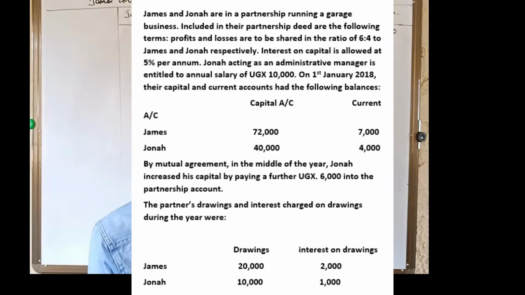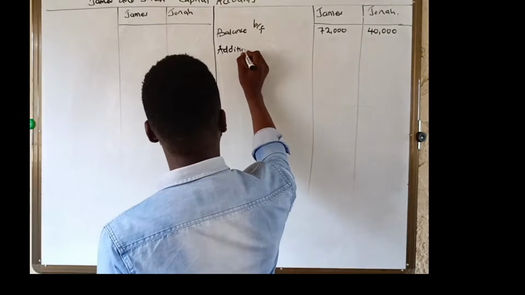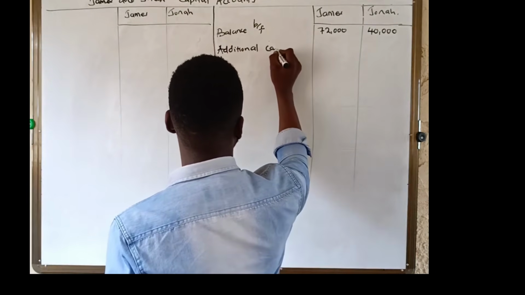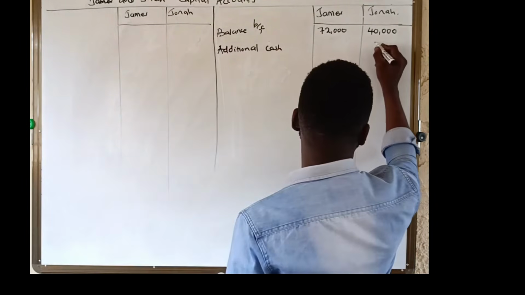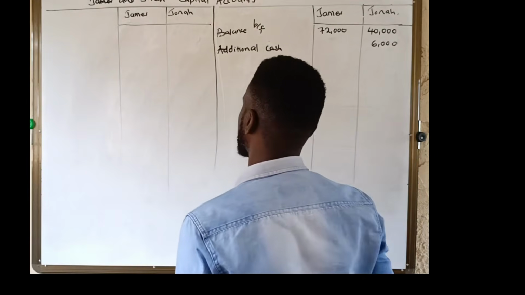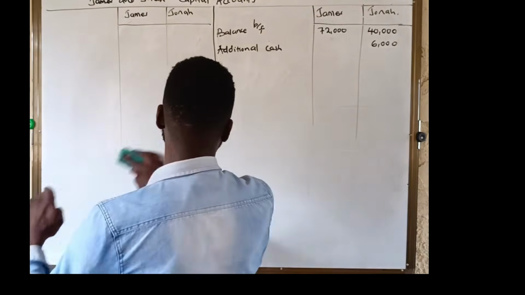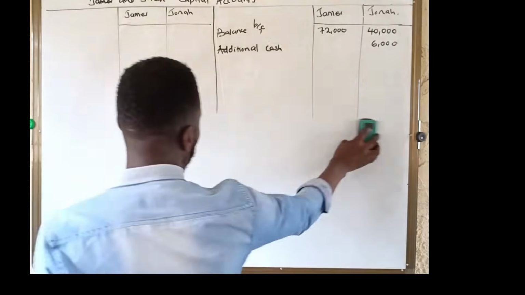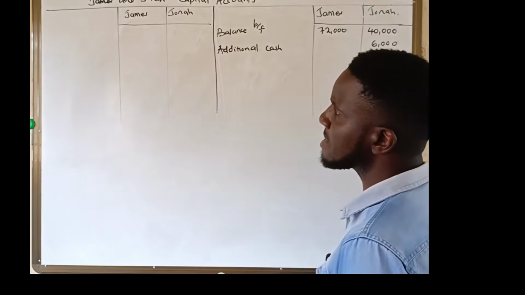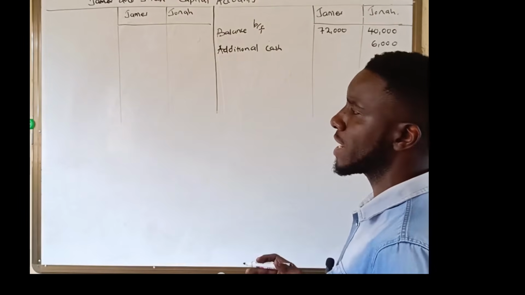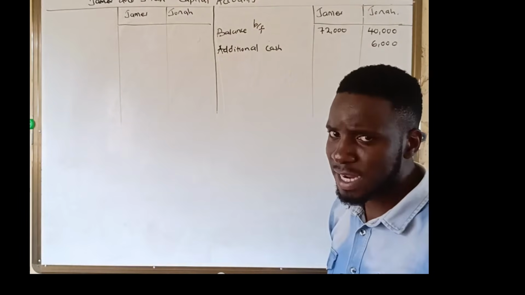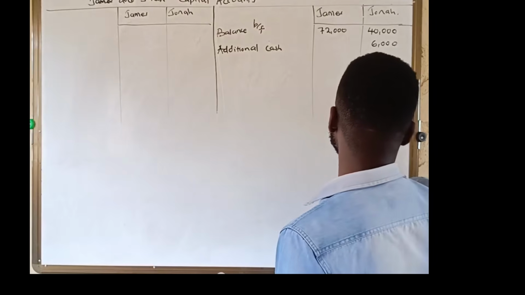So we shall call this additional cash and shall call it 6,000. So that's all we have here. So we are going to balance off our account. So our capital account is done. There's nothing much that goes into the capital account. Most of the work actually is done in the current account. So we close off this.